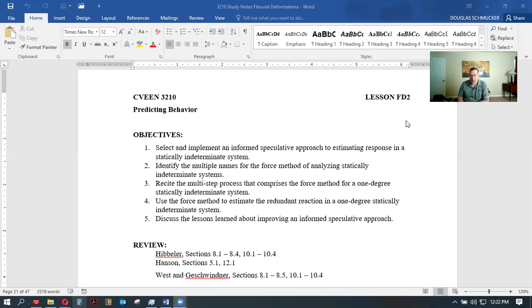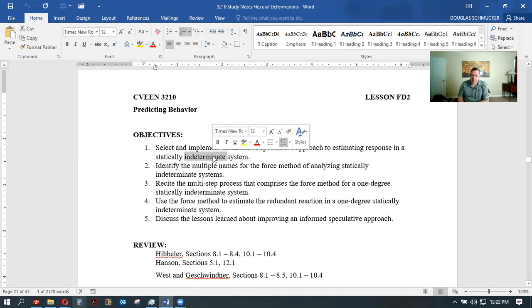Hi, in this particular lesson, we're going to combine a lot of things all together at once. For one, we're going to be implementing this informed speculative approach to try to figure out what's going on before we charge off and do a whole lot of work, which with flexural deformations oftentimes is the case. It's a lot of work.